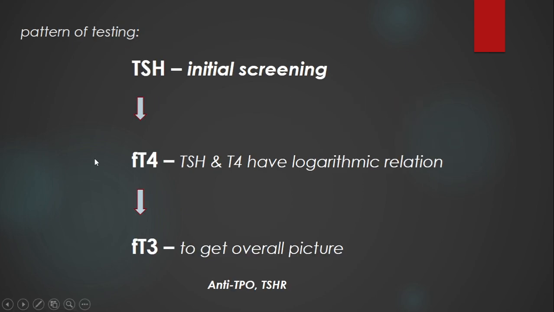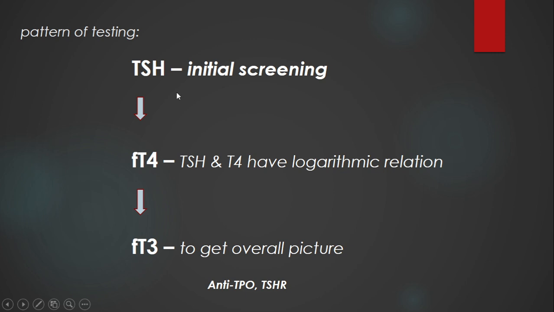Let's see the pattern of testing. So this is the pattern of testing. The TSH is the number one test. In order, we should test the TSH at first. It is the initial screening test for thyroid hormone disorder. If somebody asks you what is the screening test for thyroid disorder, you must answer TSH. If TSH is okay, there is no need of further testing.